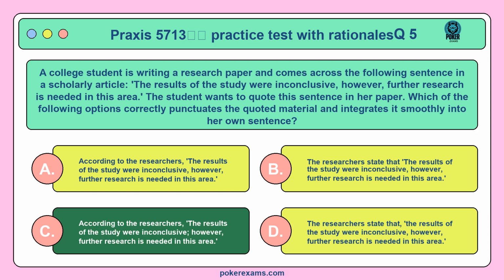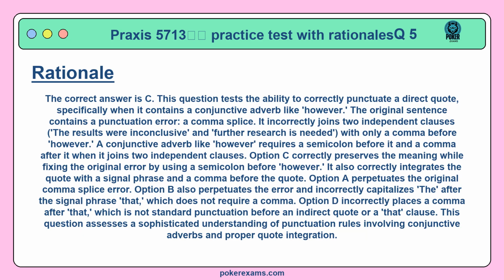The correct answer is C. This question tests the ability to correctly punctuate a direct quote, specifically when it contains a conjunctive adverb like "however." The original sentence contains a punctuation error, a comma splice. It incorrectly joins two independent clauses, the results were inconclusive, and further research is needed, with only a comma before "however." A conjunctive adverb like "however" requires a semicolon before it and a comma after it when it joins two independent clauses. Option C correctly preserves the meaning while fixing the original error by using a semicolon before "however."